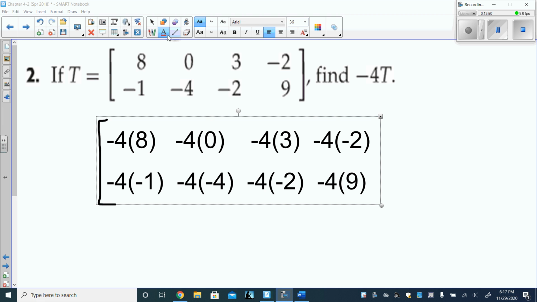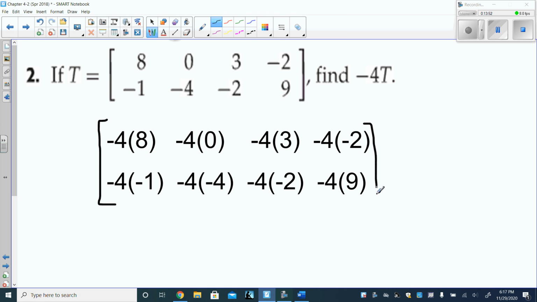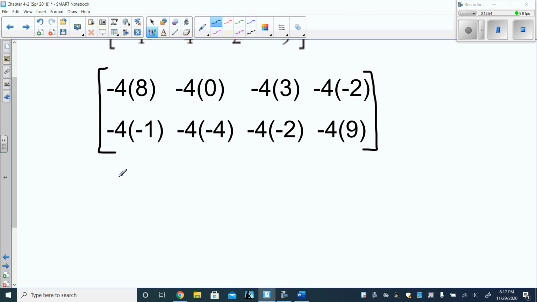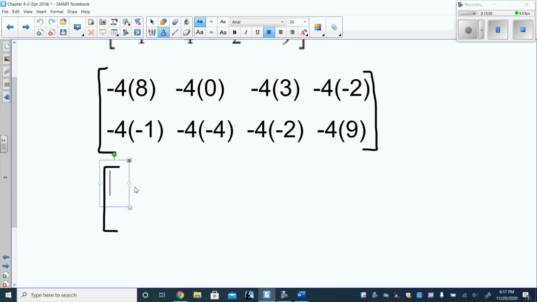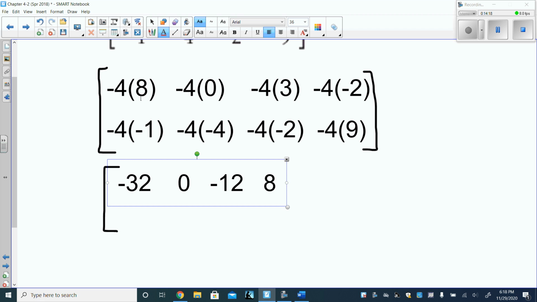There we go. Now I lined it up a little bit, so it probably looked like it just shifted, but I went on and lined them back up, so we kind of have it looking similar. And now all we need to do is multiply them together. Well, negative 4 times 8 would be negative 32. Negative 4 times 0 would be 0. Negative 4 times 3 would be negative 12. And negative 4 times negative 2 would be positive 8. And that's all we have for the first row.